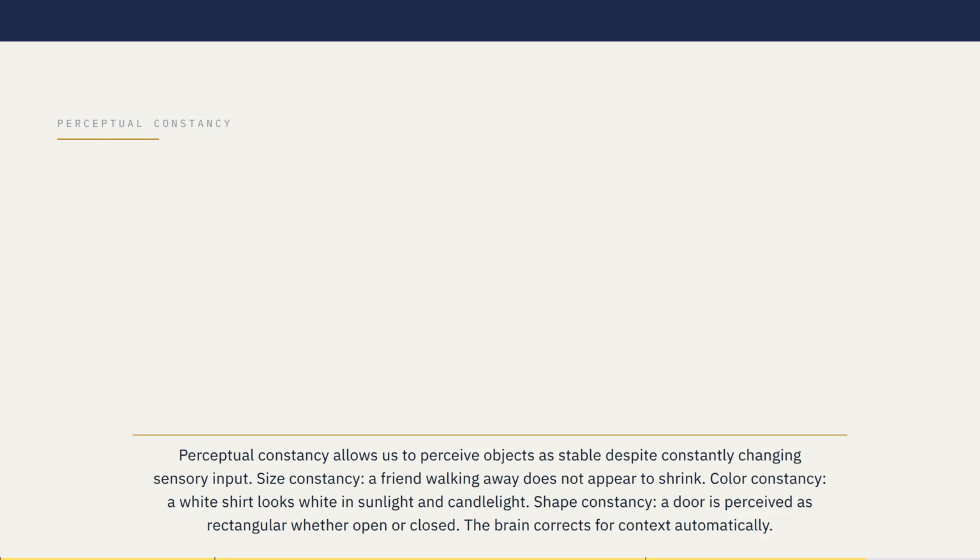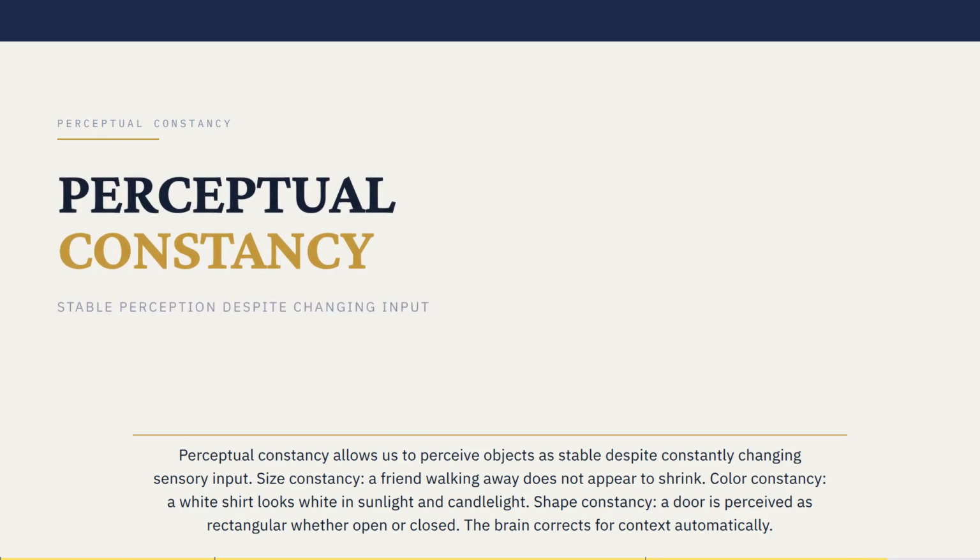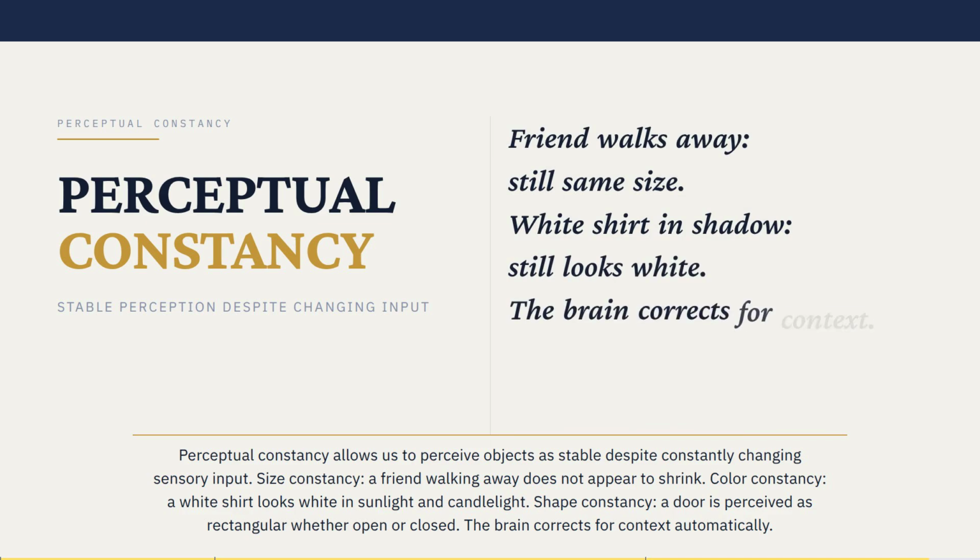Perceptual constancy allows us to perceive objects as stable despite constantly changing sensory input. Size constancy: a friend walking away does not appear to shrink. Color constancy: a white shirt looks white in sunlight and candlelight. Shape constancy: a door is perceived as rectangular whether open or closed. The brain corrects for context automatically.